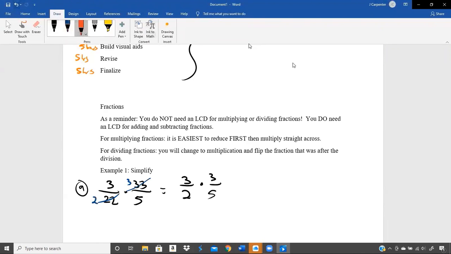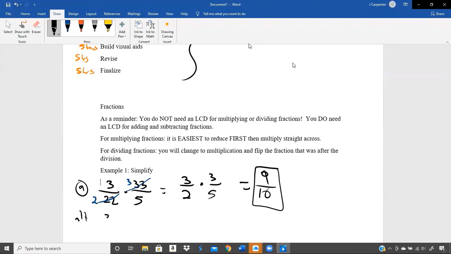And then some people might say, oh, these 3's cancel each other and they make 1s because they're the same number. No, they're both on tops, they don't cancel. You just multiply straight across at this point. 3 times 3 is 9, over 2 times 5 is 10. And that would be our answer. What I like about reducing first is if you reduce this as much as possible, which we have, the answer is automatically reduced as much as possible.